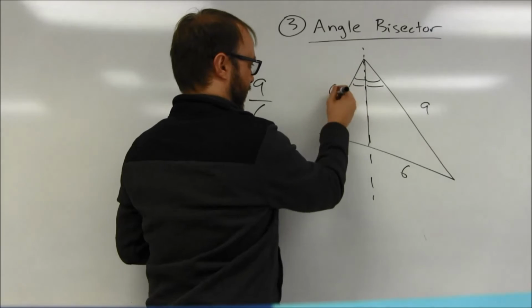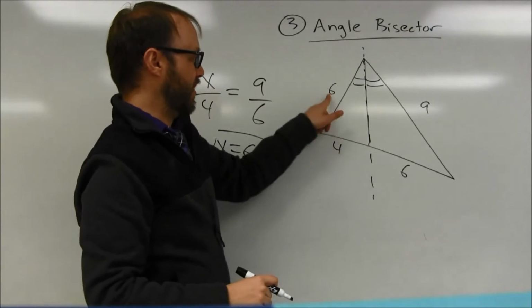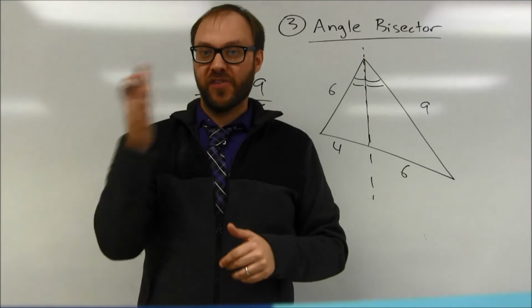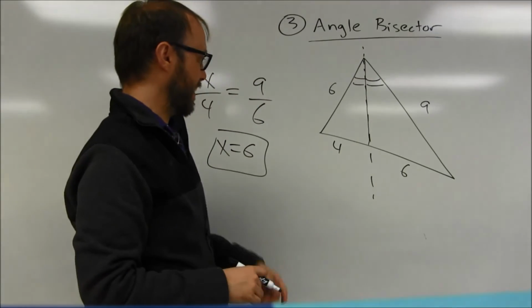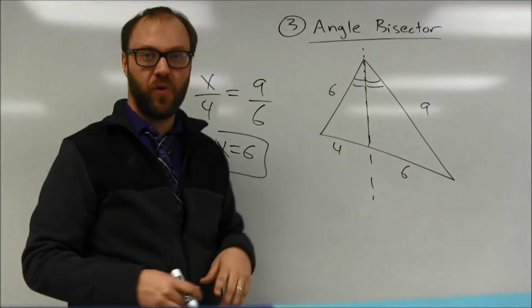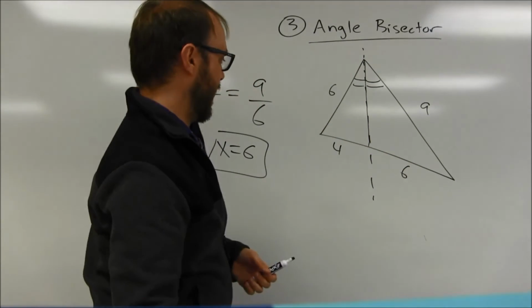Once you do that, you can see all kinds of other relationships. 6 over 9 is 2/3, 4 over 6 is 2/3, so you can also go side to side across that angle bisector. 9 over 6 is 1.5, 6 over 4 is 1.5. You can go side to side there.